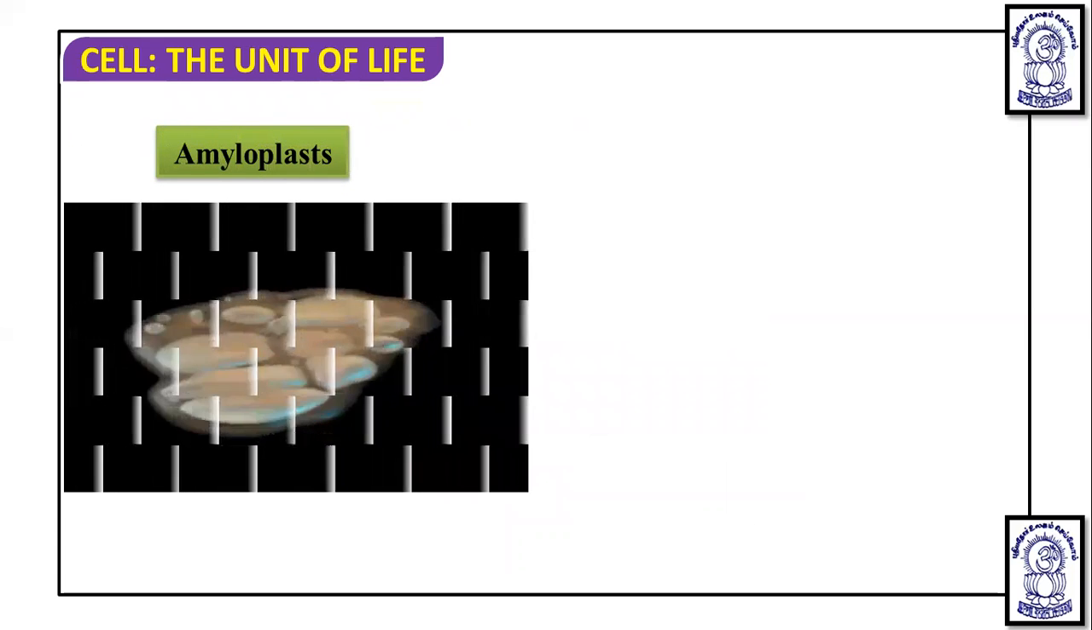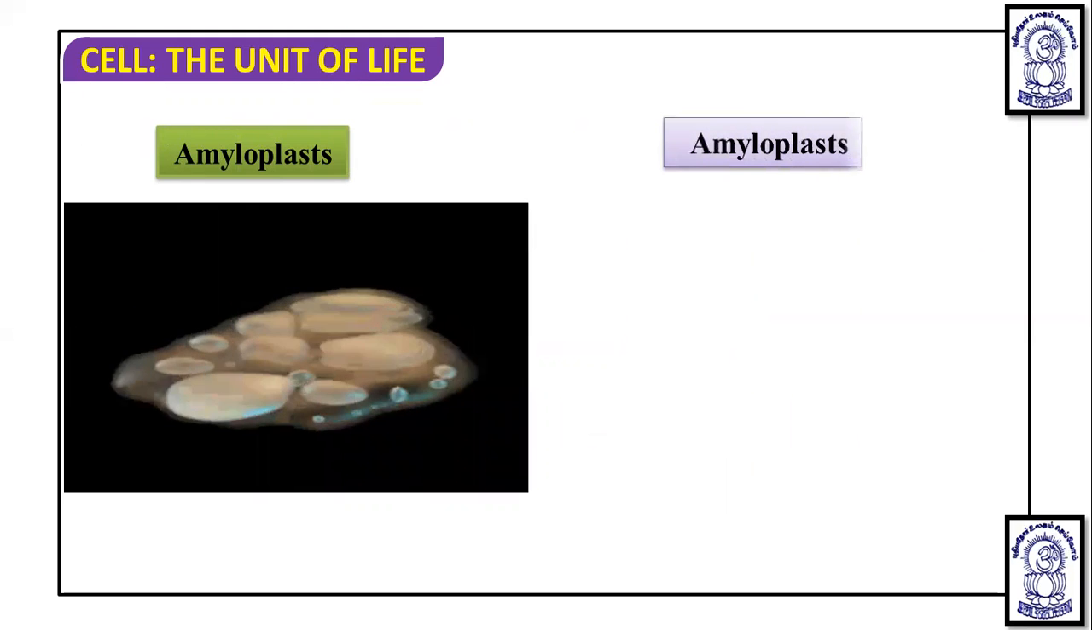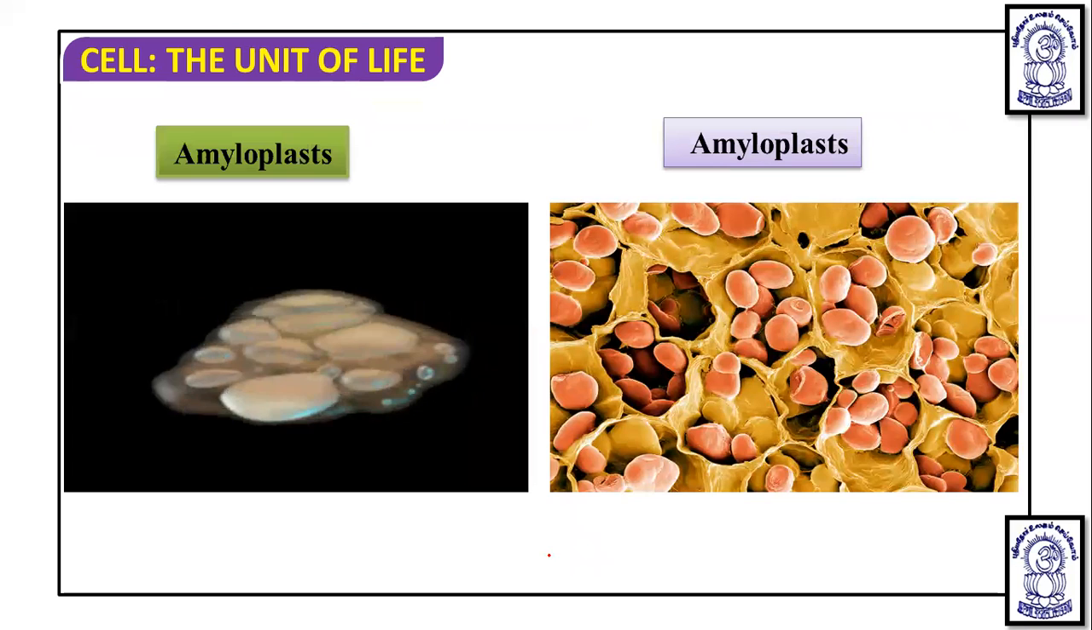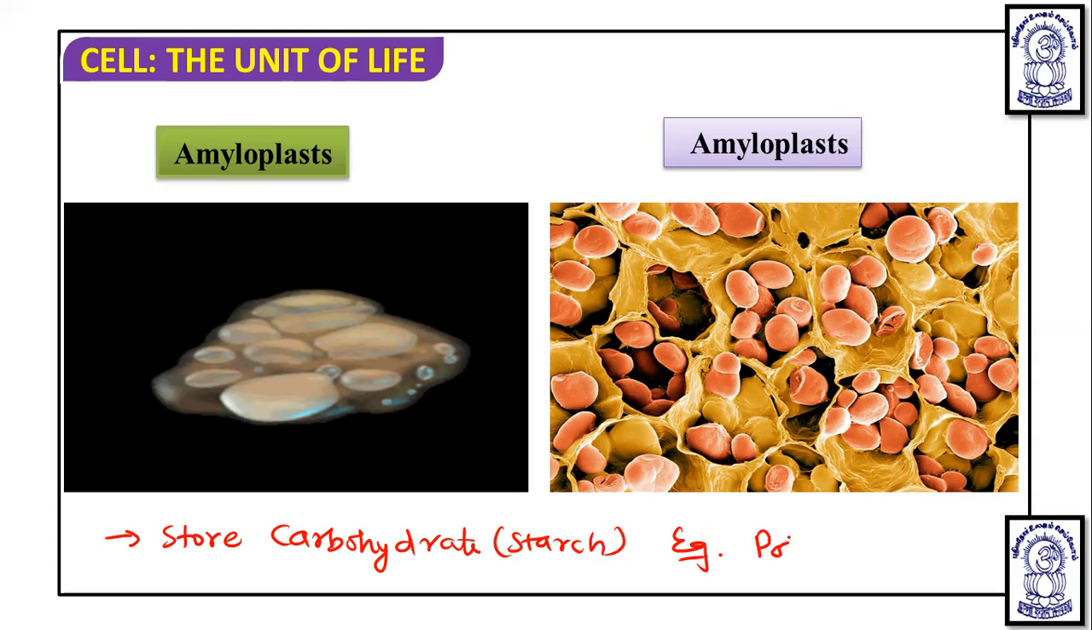Amyloplast, if we talk, they look like this. And it is known that amyloplasts store carbohydrate, or we can say they store carbohydrate in the form of starch. And if you take an example, an example is potato. Okay, that is rich in amyloplast.